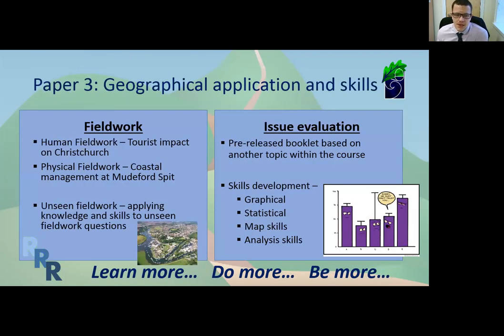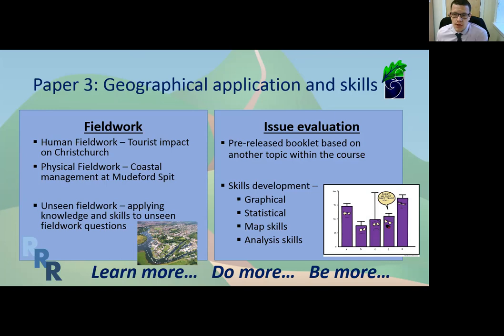The third section, and the third paper, should I say, sorry, is geographical application and skills. This is less knowledge-based and is more skills-based, and includes a huge fieldwork section. And so at the beginning of year 11, students go off to Christchurch and Hengistbury Head, and we do some fieldwork in both of those locations on the day. They'll then be asked questions in an exam based on the research they did and how reliable their results are.